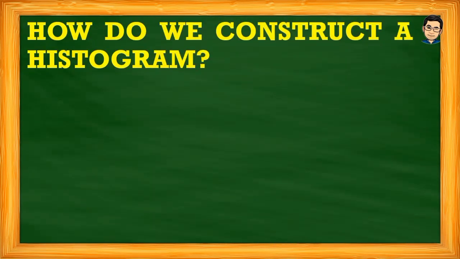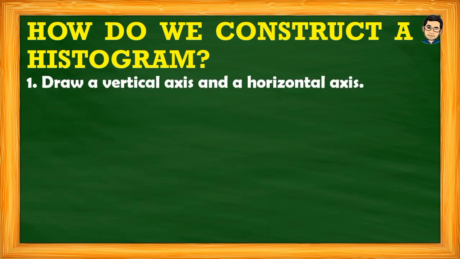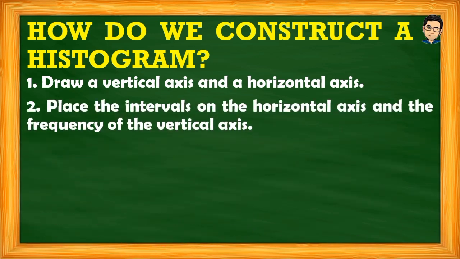Now, how do we construct a histogram? First, we draw a vertical axis and a horizontal axis. Tandaan, pag vertical axis, patayo, horizontal axis, pahiga. And then, place the intervals on the horizontal axis and the frequency on the vertical axis. So, kapag yung table natin, given siya, yung frequency distribution table, ang gagawin lang natin, yung mga intervals, ilalagay natin dun sa horizontal axis, sa ibaba. And then, yung frequency naman, dun sa vertical axis, sa patayo.